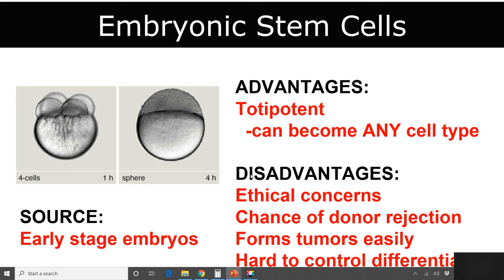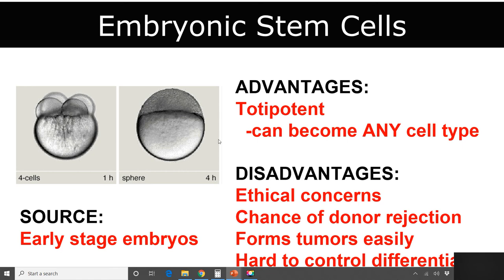The problem is that they come from embryos, and to extract these cells, you basically kill the embryo. A lot of people feel like that's taking a life. The other disadvantage is that you're looking at a donor tissue, and with any donor tissue, just like in kidney or lung donations, you run the risk of eventual rejection. The other probably worst thing about embryonic stem cells is they form tumors extremely easily, and some really weird ones too that we'll talk about later.